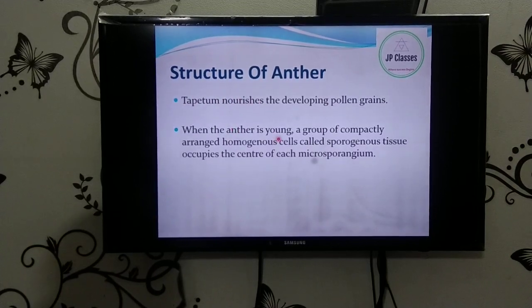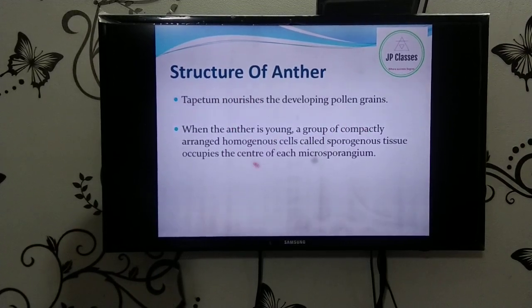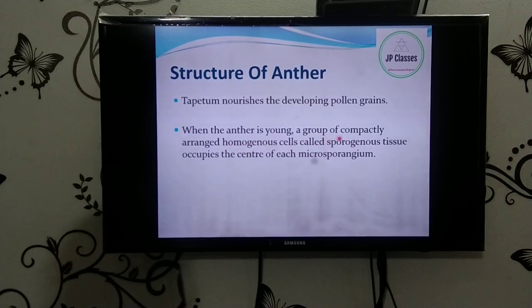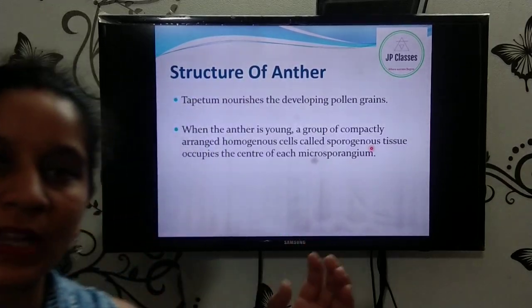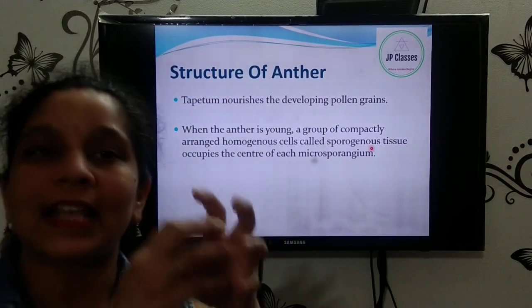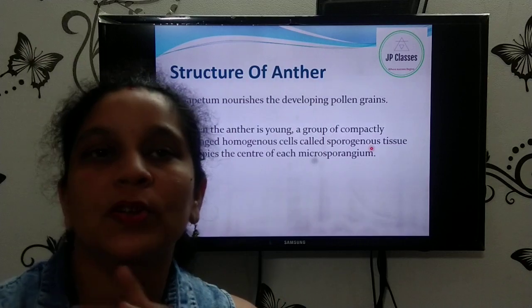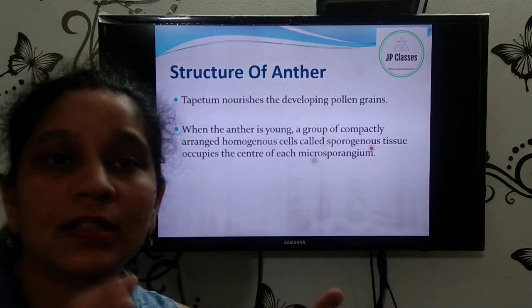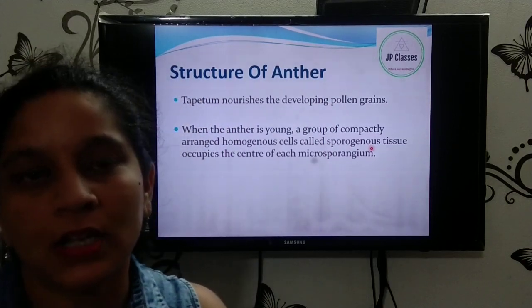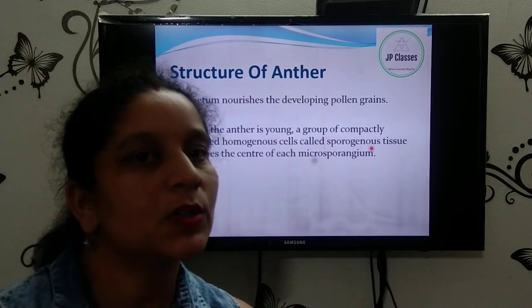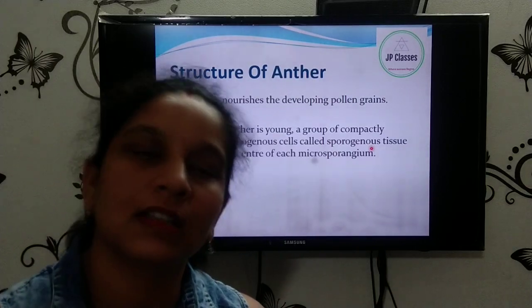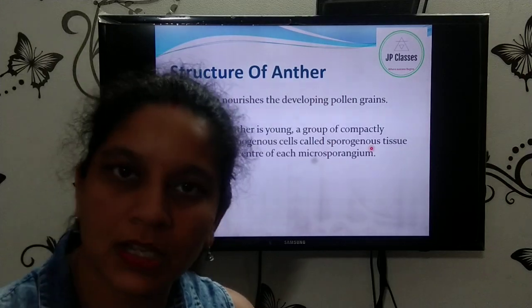When the anther is young, a group of compactly arranged homogeneous cells called the sporogenous tissue occupies the center of each microsporangium. कहने का मतलब है, सपोज करो एक microsporangium है, उसके सेंटर की कुछ सेल्स जो होती हैं वो स्पोरोजेनस टिश्यूज़ फॉर्म करती हैं, क्योंकि बहुत सारा रिजर्व फूड उसमें अटैच रहता है, और उन्हीं में से कुछ सेल्स माइक्रोस्पोर मदर सेल्स की तरह बिहेव करना शुरू कर देती हैं। तो ठीक है, नेक्स्ट.